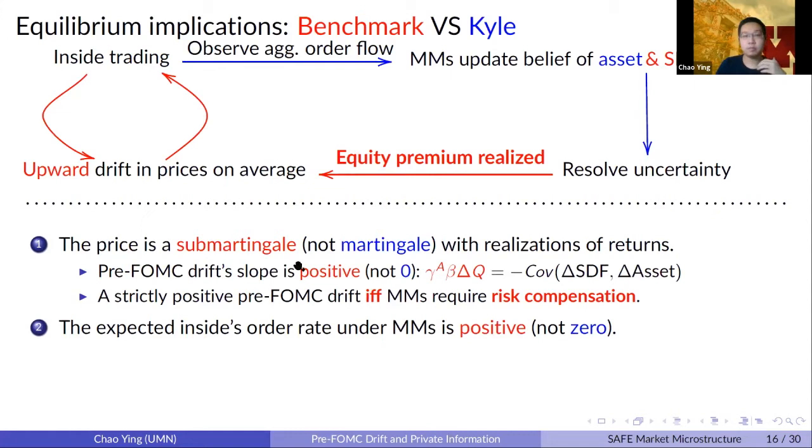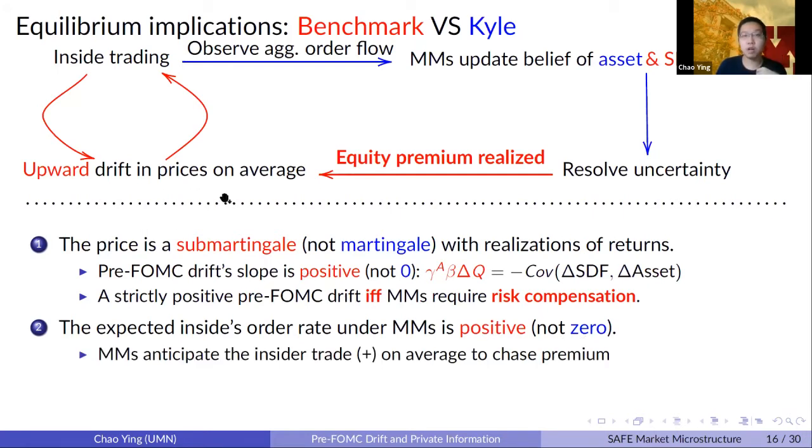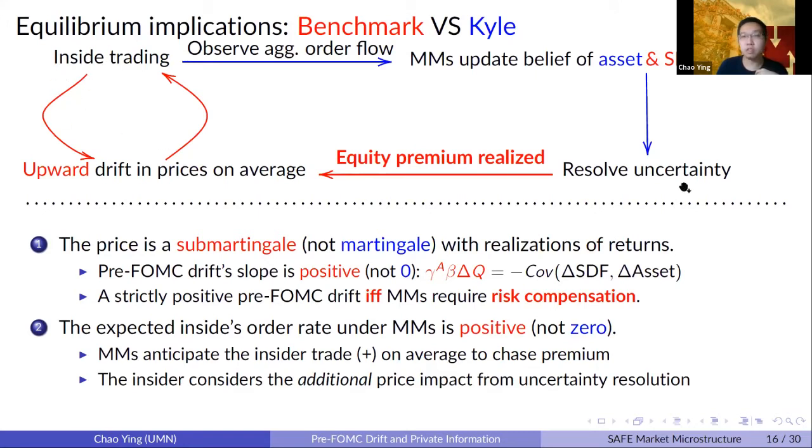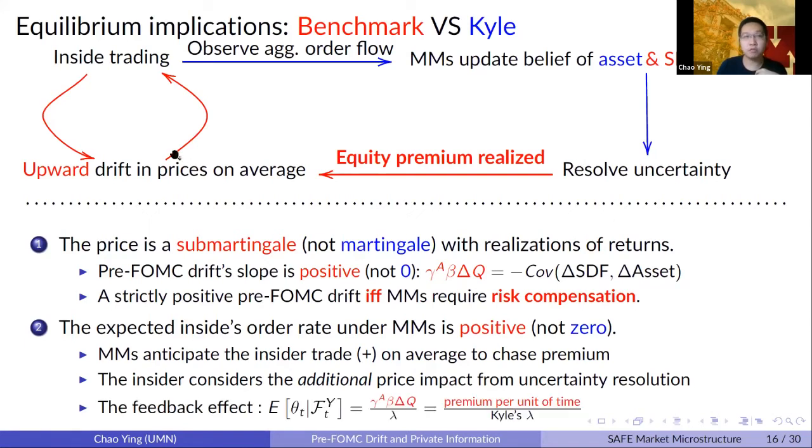Second, I find that the expected insider's order rate from the market maker's perspective is positive instead of 0 as in the standard Kyle model. This is because the market makers anticipate the insider trades positively to chase this premium. And the insider has to consider the additional price impact from this uncertainty resolution. So this feedback effect in the end leads to the equilibrium expected order rate from the insider being determined by the premium per unit of time divided by Kyle's lambda.